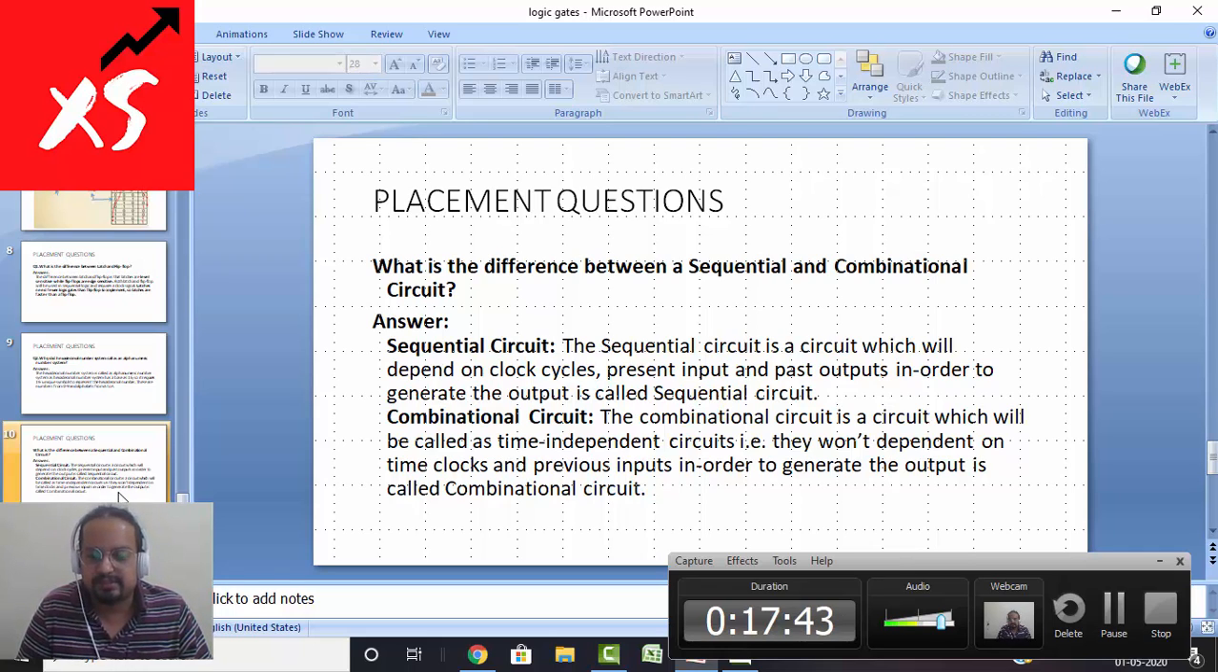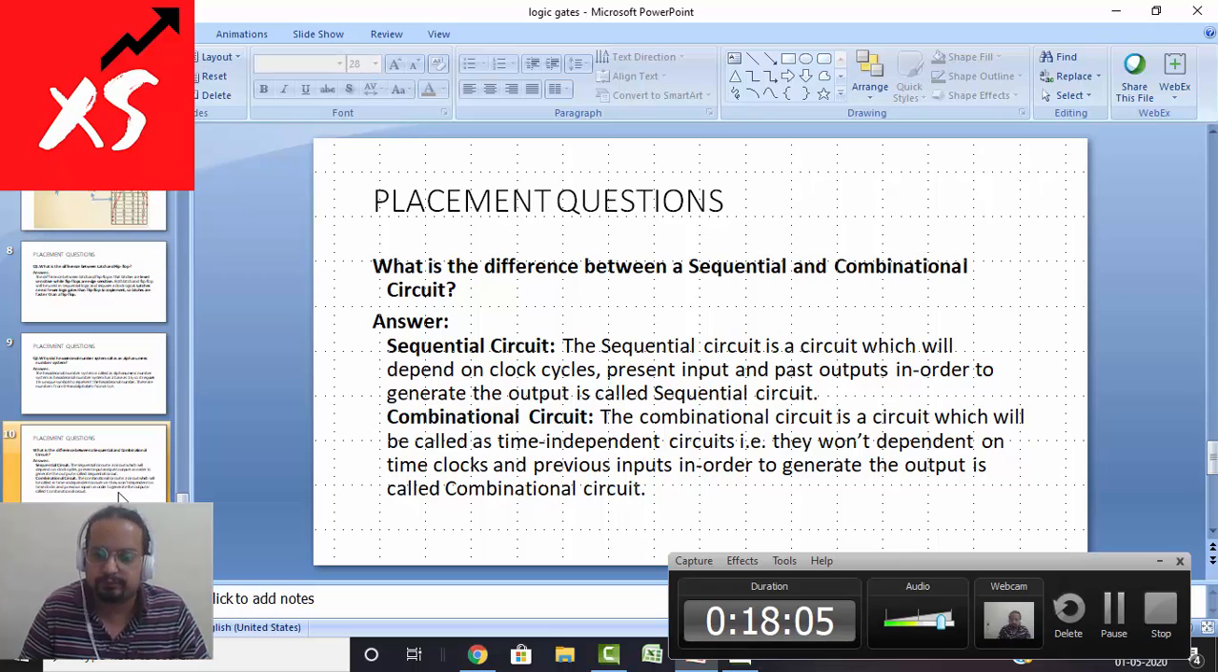Okay. So taking another question, what are sequential and combinational circuits? Again, something which is very theoretical and big. You will get these things in the beginning of your chapters. So a sequential circuit depends on clock cycles, present input and past outputs to generate the output, right? On the other hand, the combinational circuit is what we can call a time independent circuit, right? It does not depend on time clocks and previous inputs to generate the output. So that is the fundamental difference.